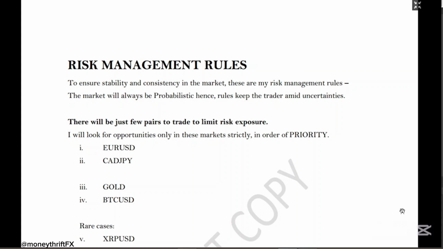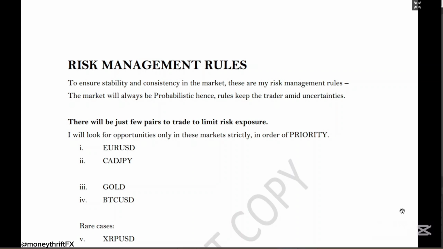So the market will always be probabilistic. Hence, rules keep the trader steady amid uncertainty, because we are never certain of the kind of results we are going to get. You understand? So we have to keep our rules in place. Rules that are going to help us when we lose, so that when those downtimes come, we are not going to lose too much and we are still going to be in business, right? So that's why we need these rules.